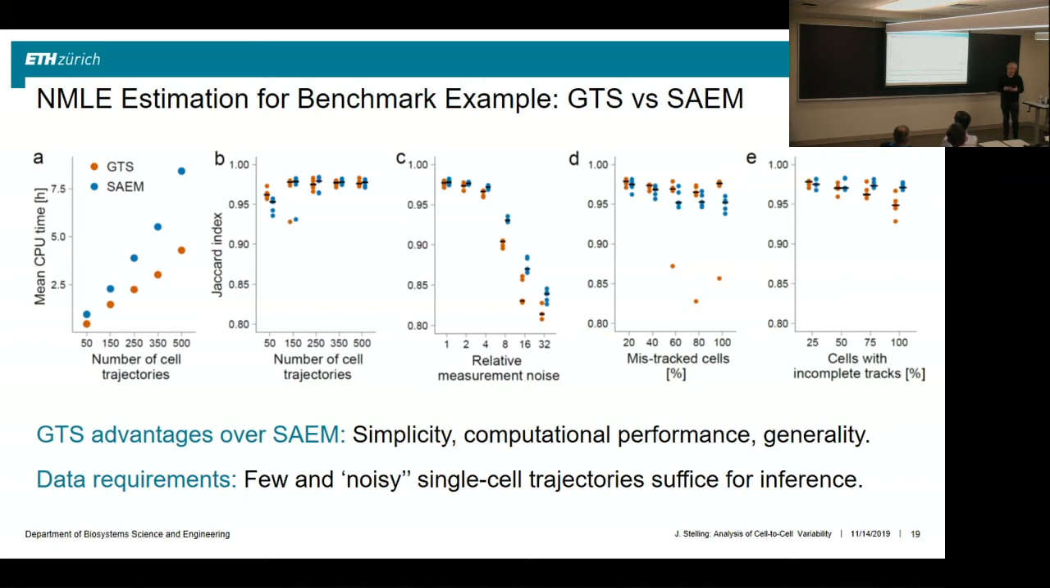This Jaccard index essentially quantifies the overlap between the confidence intervals that are predicted and the data confidence intervals. And you see, even if you go down to roughly 100 cells, you get pretty good estimates. And it's also pretty insensitive to measurement noise. So for instance, here it's fourfold the measurement noise just in simulations compared to the real measurement noise. It's still very good, and it drops. So it seems to be quite robust.